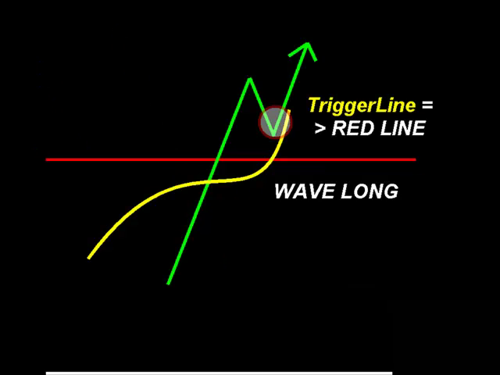Now, of course, the long side here, exactly the opposite. Price breaks above this level of resistance. It then pulls back to test a rising trigger line, and of course it has to be above that red line. We wait for a pullback, test the trigger line, and we get in at that pullback. Of course, that's called a wave long, right? So you get wave short and wave long.